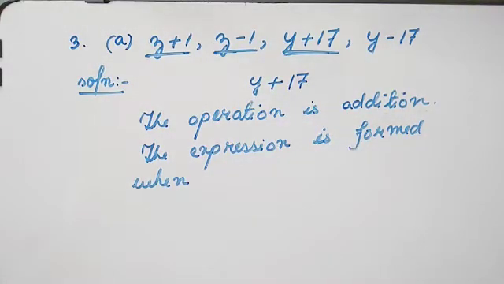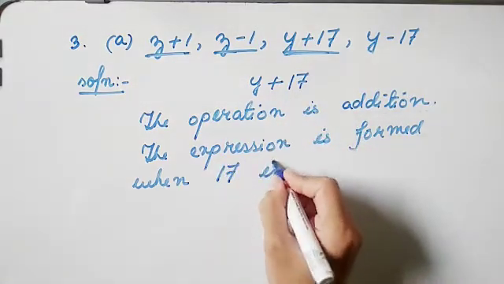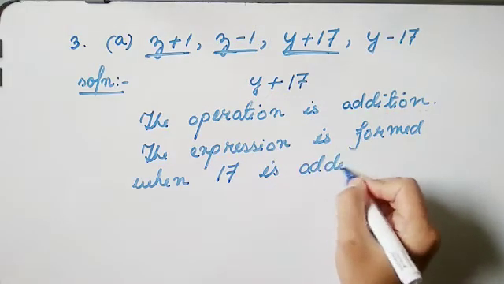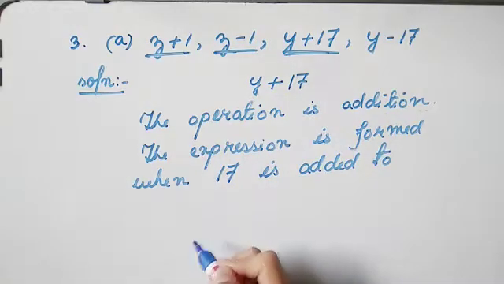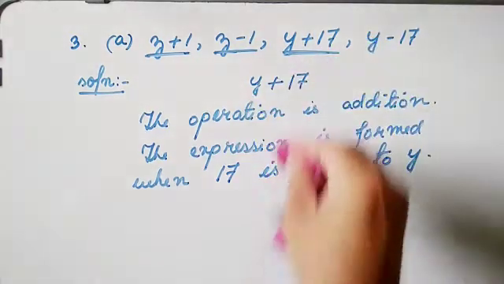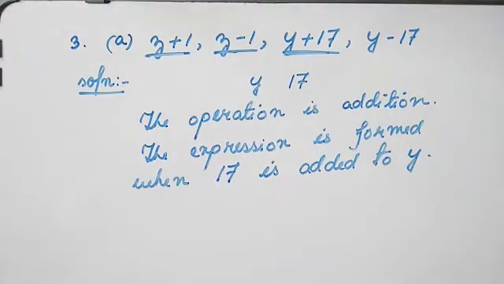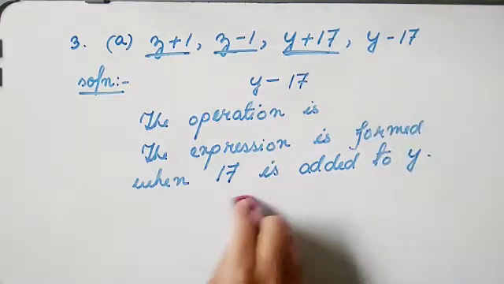Y plus 17. The expression is formed when the number 17 is added to, and what is the variable here? Yes, the variable y. Understood? Next, let's try our last expression. So instead of this plus, we have given minus here. Y minus 17. It's very simple, right?